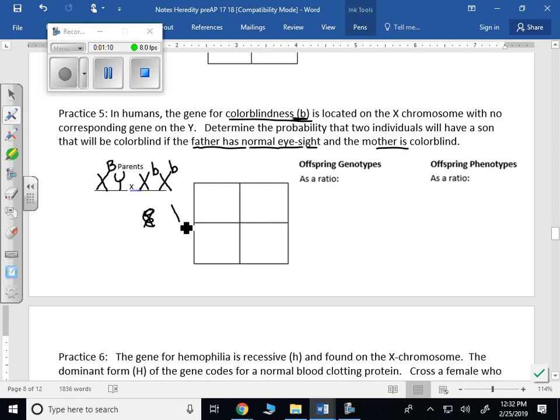So now let's go ahead and set up our Punnett square. Sometimes the male passes on the X and sometimes the Y. The female is going to pass on one of her X's to the next generation. Now we're going to bring them down, take them across.